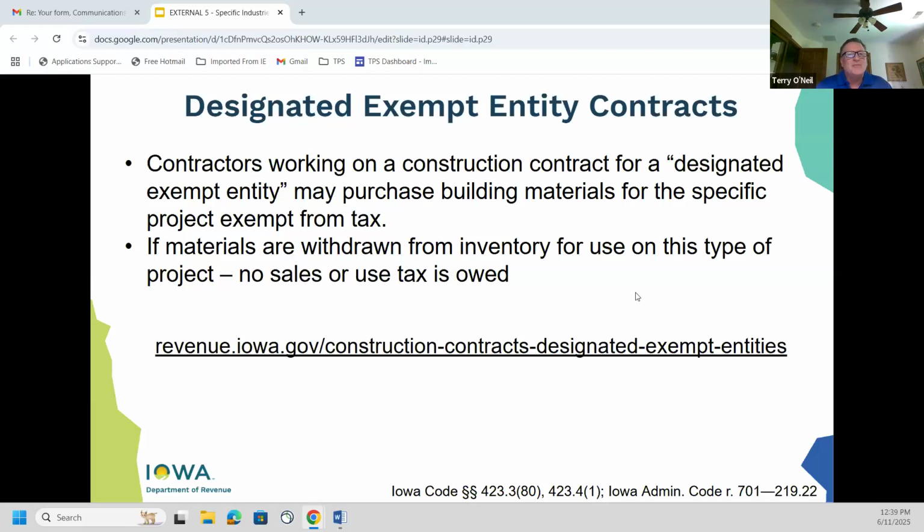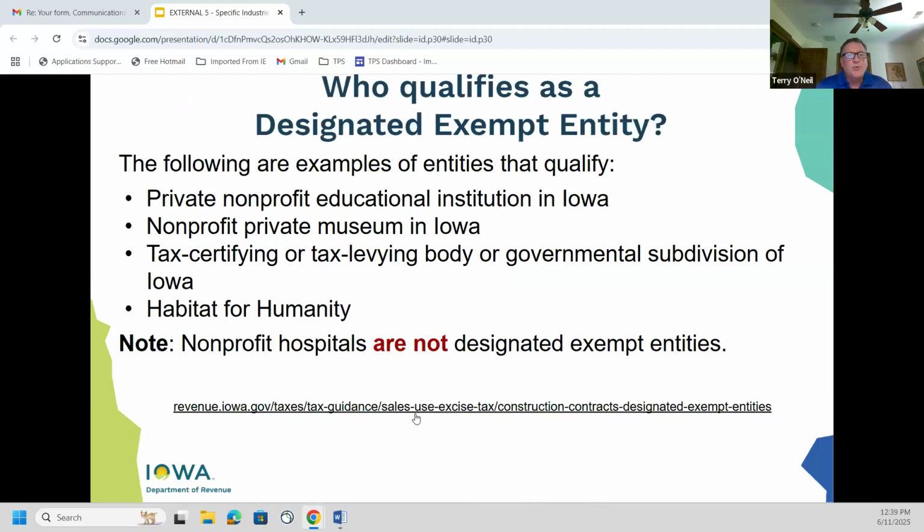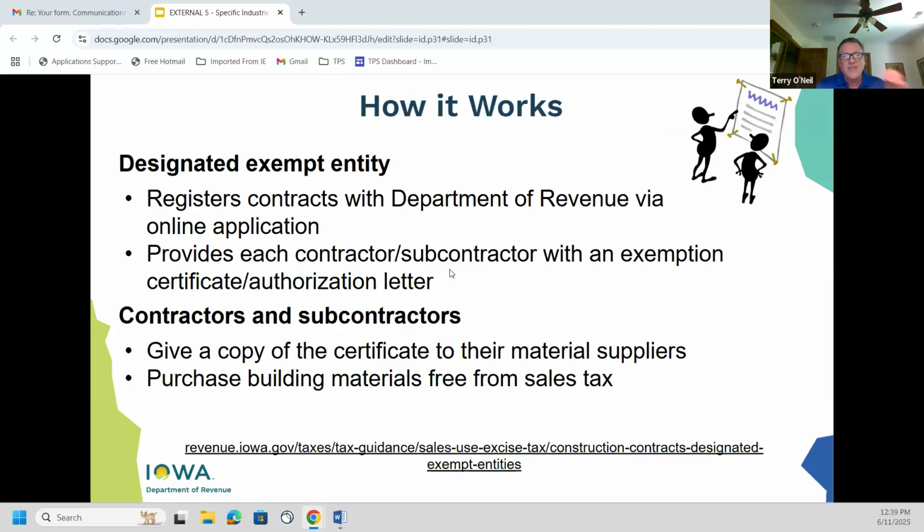Who is a designated exempt entity? These are listed on our website. You can find these. This is an example of some of them. This is not all of the designated exempt entities. Basically what we're looking at here: nonprofit schools, nonprofit private museums, governmental entities, Habitat for Humanity is another one. There are others listed as well. Check out our website. Designated exempt entities are only the ones that are specifically listed as designated exempt entities.